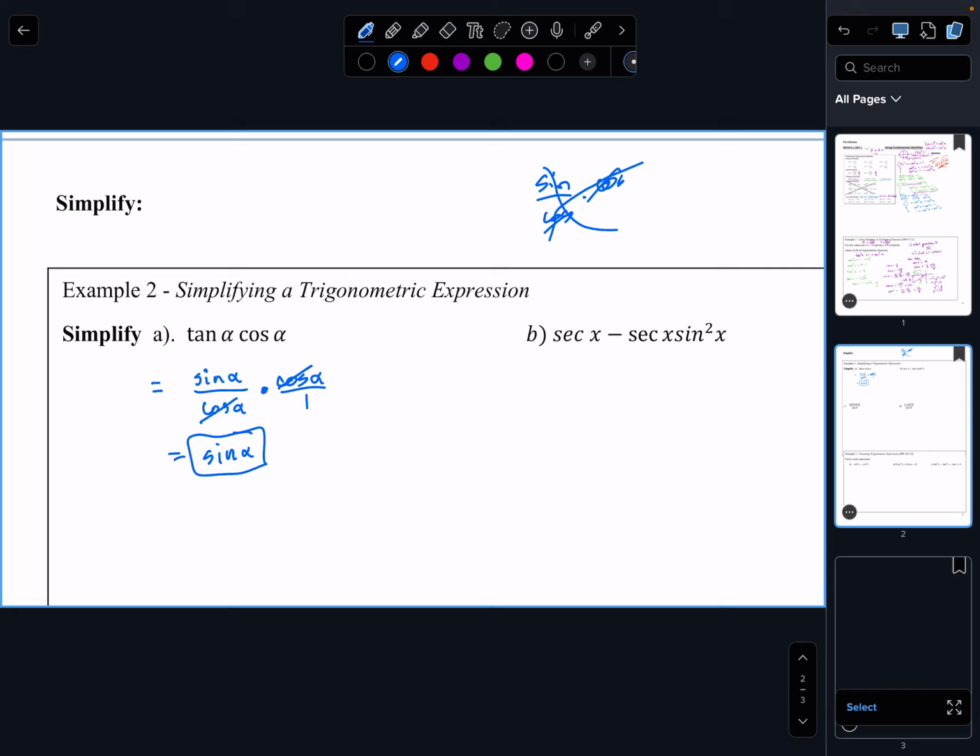And the other thing when you simplify, it's like, how do I know I'm done? By doing enough of them where you get an intuitive sense that you're done, knowing the identities well enough to know that you can't substitute something else in to make it look simpler. All right, in part B.